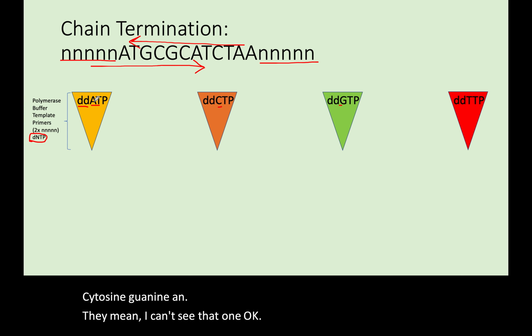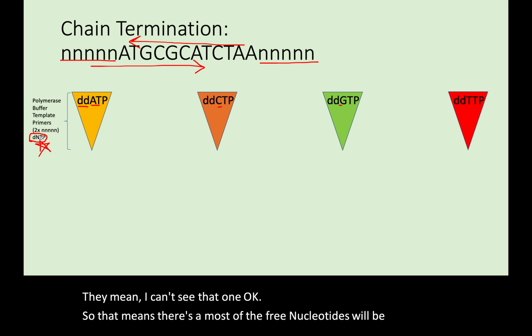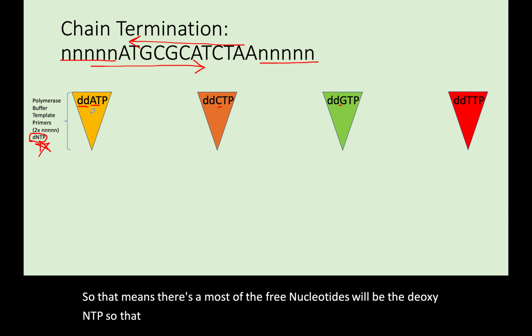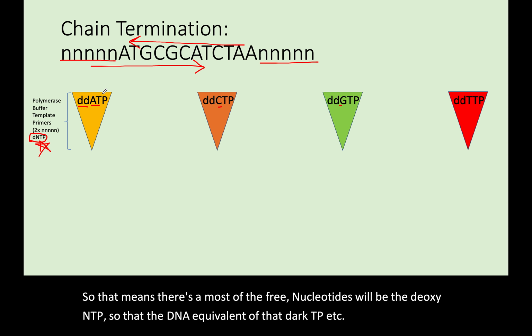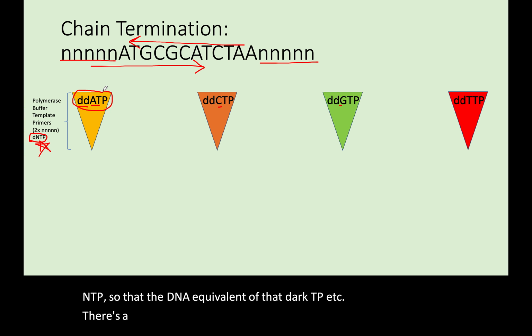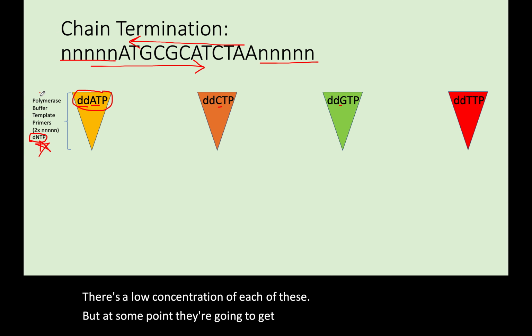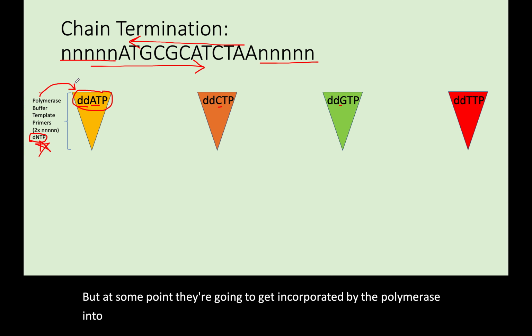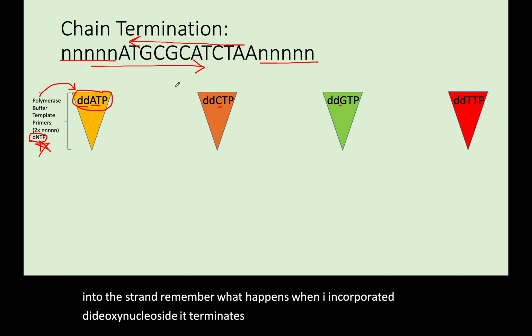So that means most of the free nucleotides will be the deoxy NTPs, so the DNA equivalent of the DD-ATP, DD-CTP, etc. There's a low concentration of each of these, but at some point they're going to get incorporated by the polymerase into the strand. Remember what happens when I incorporate a dideoxynucleotide? It terminates the strand synthesis. It will prevent addition of additional nucleotides.